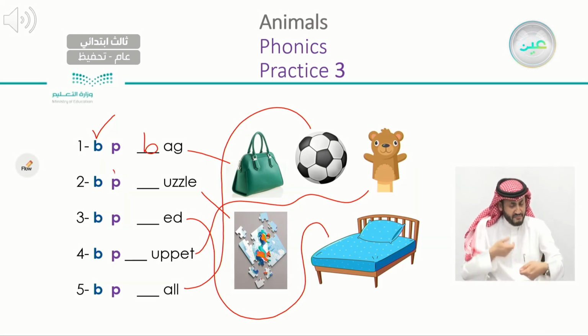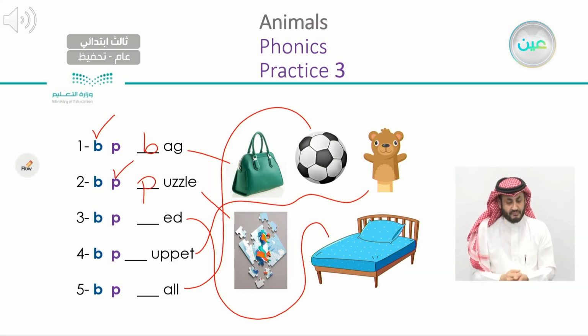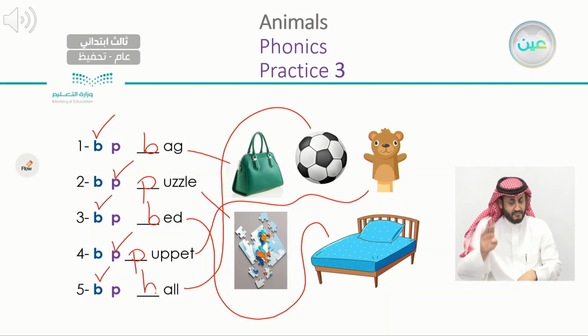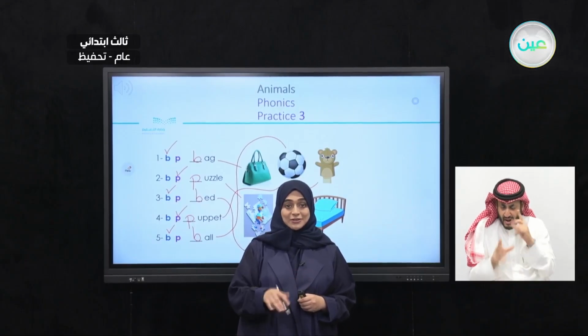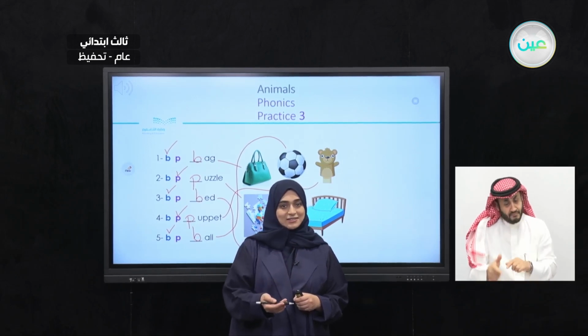P. Puzzle. Then we have b, bed. Do you like to play with puppets? P, p, puppet. Do you like to play ball with your friends? B, ball. Show me a thumbs up. You know the letters, you know how they look, you know how they sound. Can you make the sounds? Excellent. Right? Okay.